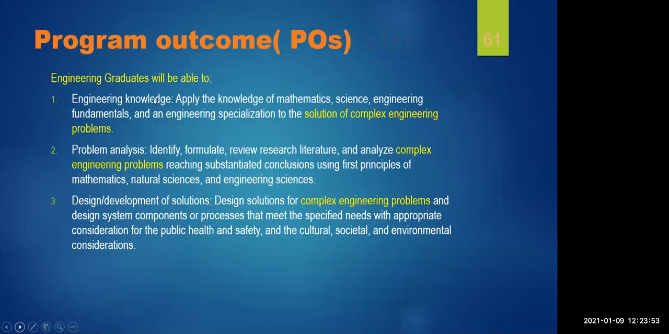They are talking about engineering knowledge, some basic knowledge they should have, and they should have problem analysis capacity. They should identify, formulate, and review research literature, right? So they should identify what type of problem it is, using the first principles of mathematics, natural science and engineering science. So they should be in a situation to analyze it. They go to the literature research and analyze complex engineering problems. What are the problems existing? And then once you know the problem, only then can we go for design and development of solutions. So they should have the capacity to design solutions for complex engineering problems, related to the society and environment point of view.